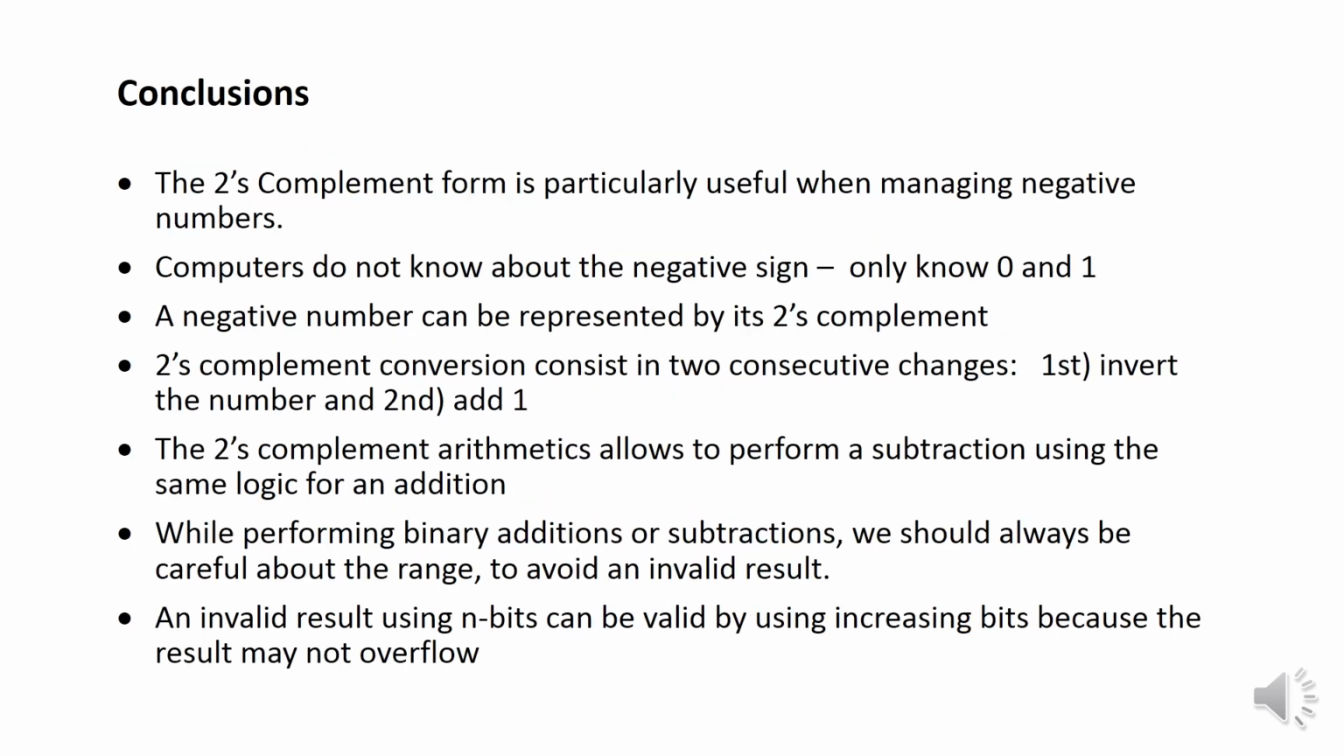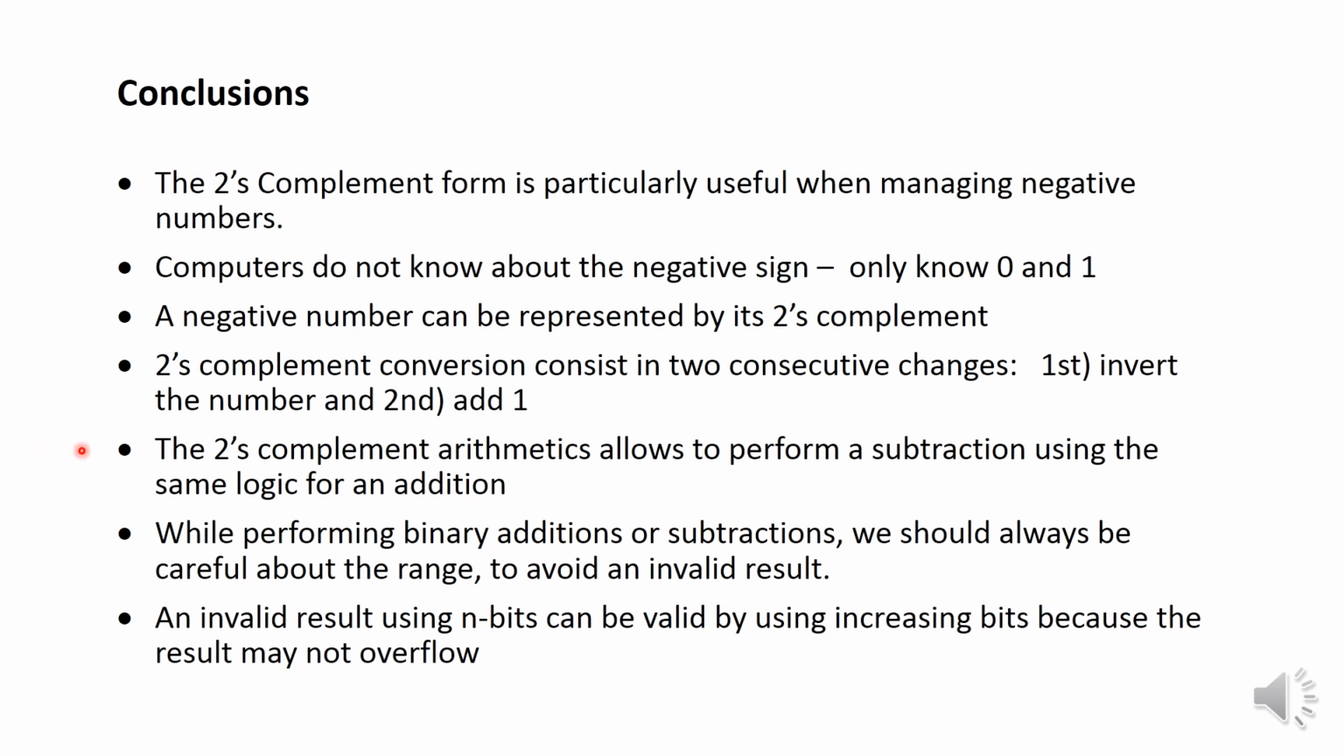In summary, these are the main conclusions explained in this video. The 2's complement form is particularly useful when managing negative numbers. Computers do not know about the negative sign, only know 0 and 1. A negative number can be represented by its 2's complement. The 2's complement conversion consists in two consecutive changes. First, invert the number, and second, add 1.